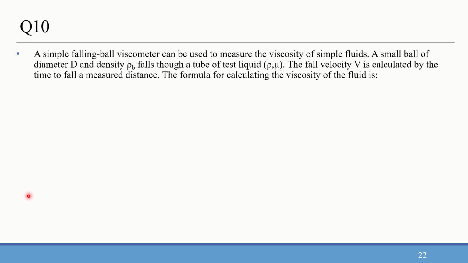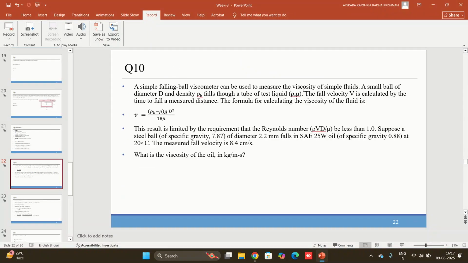In question 10, what is given? A simple falling ball viscometer can be used to measure the viscosity of simple fluids. A small ball of diameter d and density rho b falls through a tube of test liquid whose density is rho and viscosity is mu. Fall velocity v is calculated by the time to fall a measured distance.